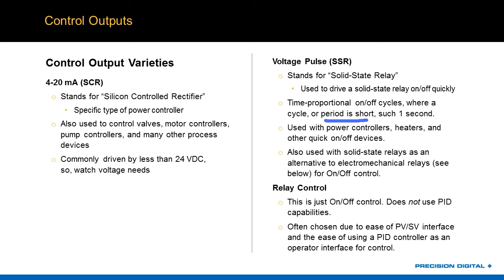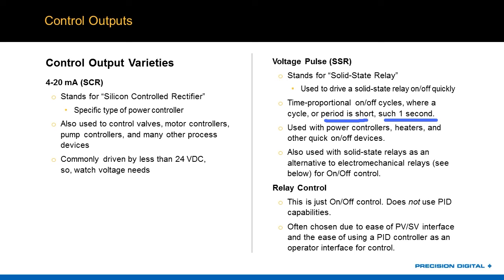So you set a period, and let's use a short period, say 1 second. You probably don't want to click an electromechanical relay on and off every second. So instead, you use this solid state device, which is going to pulse the voltage. There are no moving parts, no breakdown. It can go very fast without any kind of problems. There are no arcs, no sparks. And you're going to use that voltage pulse with power controllers, heaters, and other quick on and off devices, usually through an intermediate solid state relay.